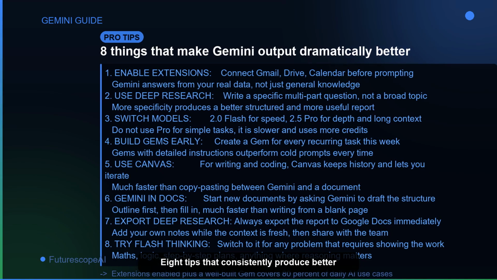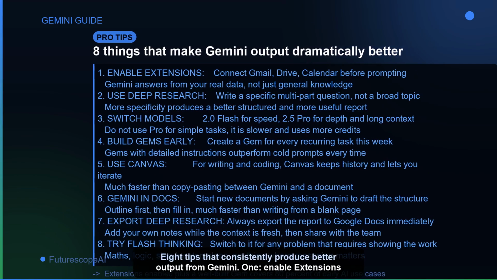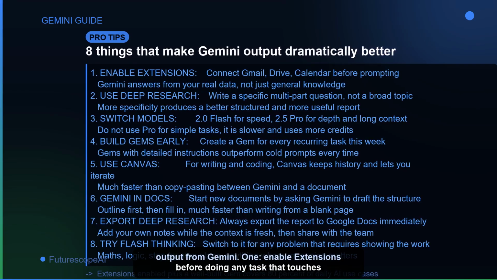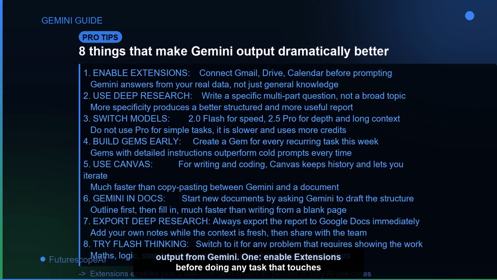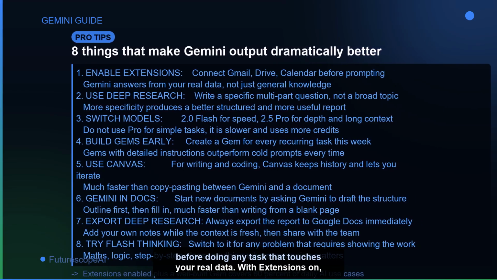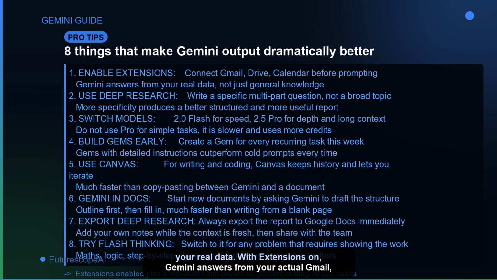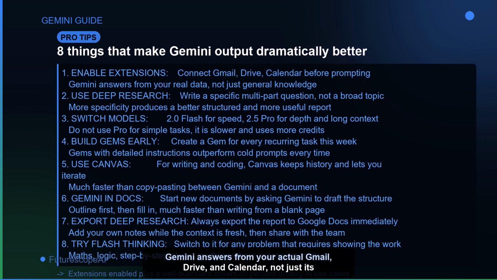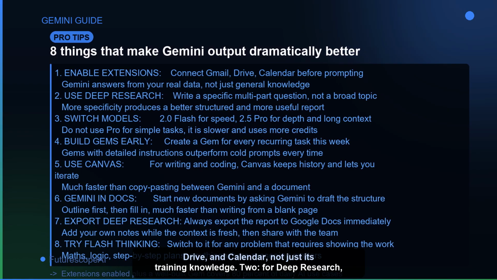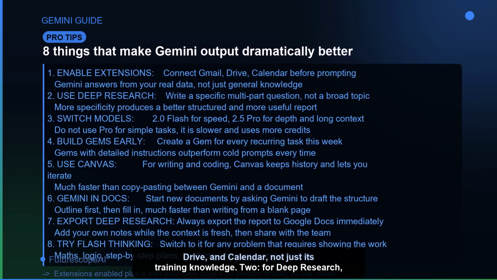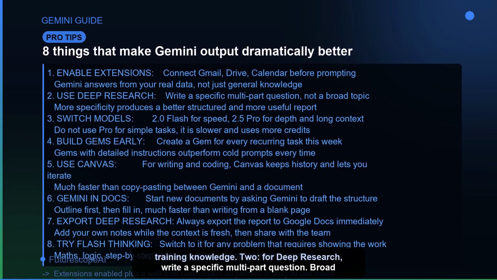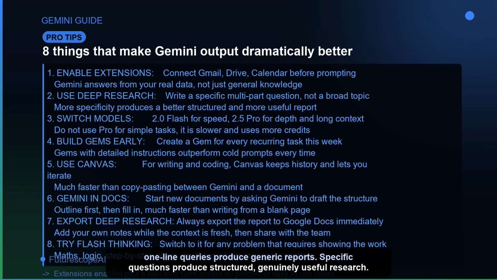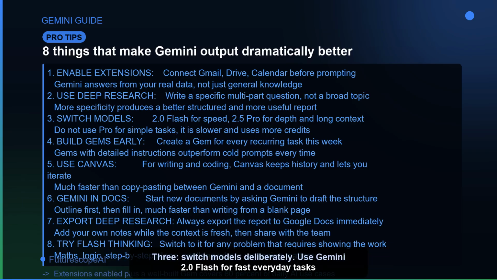8 tips that consistently produce better output from Gemini. 1. Enable extensions before doing any task that touches your real data. With extensions on, Gemini answers from your actual Gmail, Drive, and calendar, not just its training knowledge. 2. For deep research, write a specific multi-part question. Broad one-line queries produce generic reports. Specific questions produce structured, genuinely useful research.